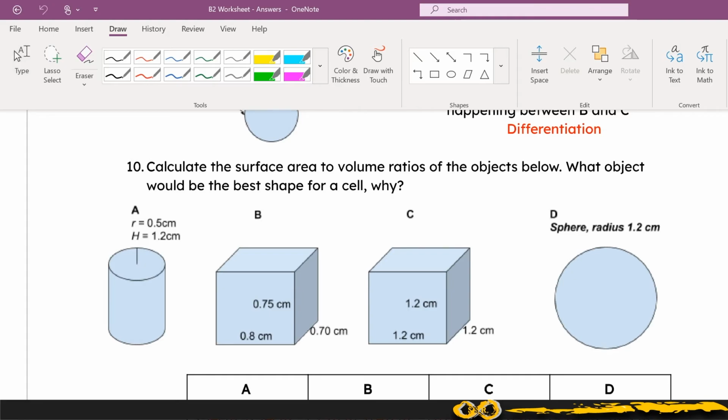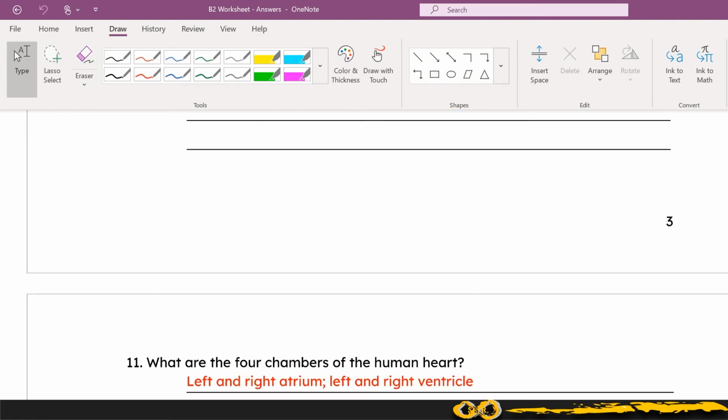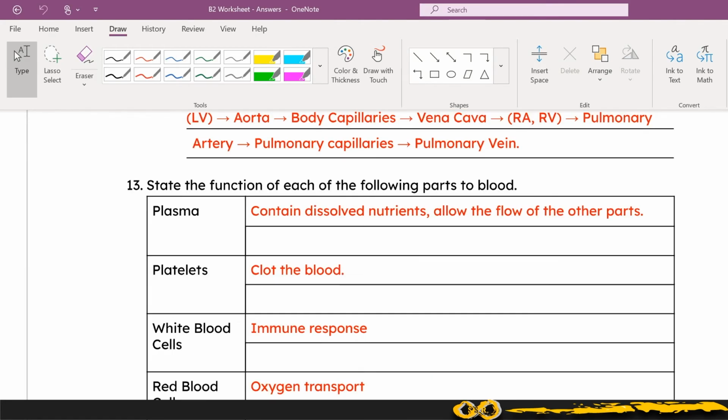At number 10, with surface area to volume ratios, be very careful that you get these the right way around. So surface area to volume. That means the surface area needs to come first. That's often a mistake we see.